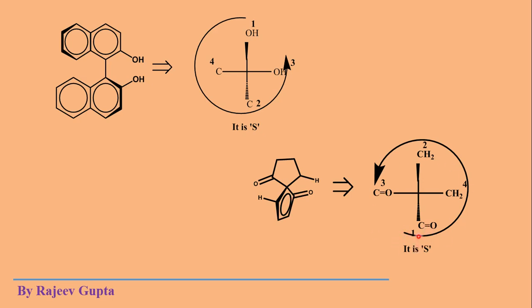Same method, assign priority to wedge and dash first. Both are carbon atoms, same atoms, so move towards the next atom. The same rule will be applied as we learned in CIP rules. An oxygen atom is directly attached to this carbon, but here two hydrogen atoms are directly attached to this carbon, so it will get priority first, here second, this third and this fourth. Moving 1 to 2, 2 to 3, we get anti-clockwise movement, so we get S.